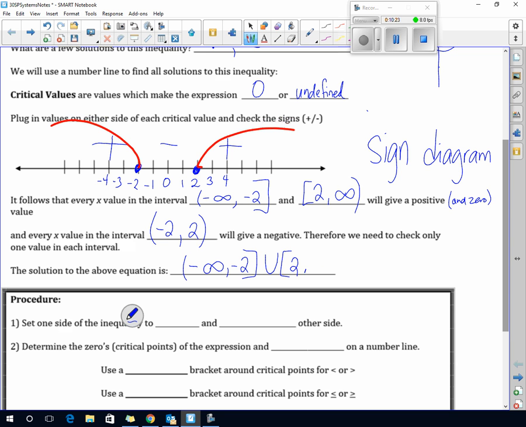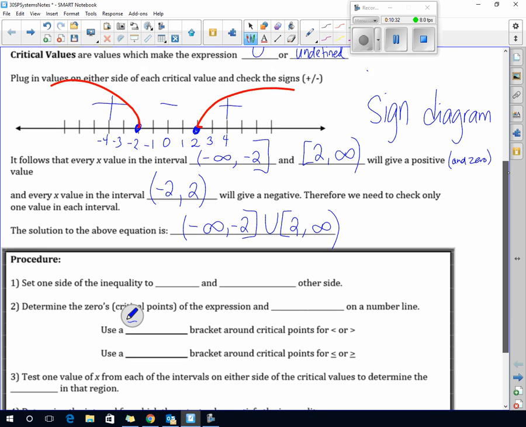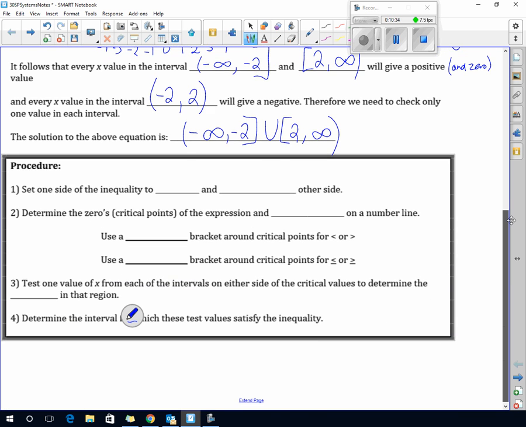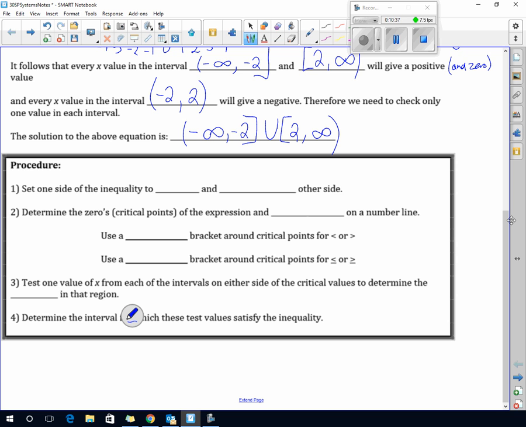Okay, so what's the procedure? Okay, so these are the steps. I put them in a nice box here. So if you do your homework tonight and you forget how to do it, go back to this. This is now doing the steps for you.